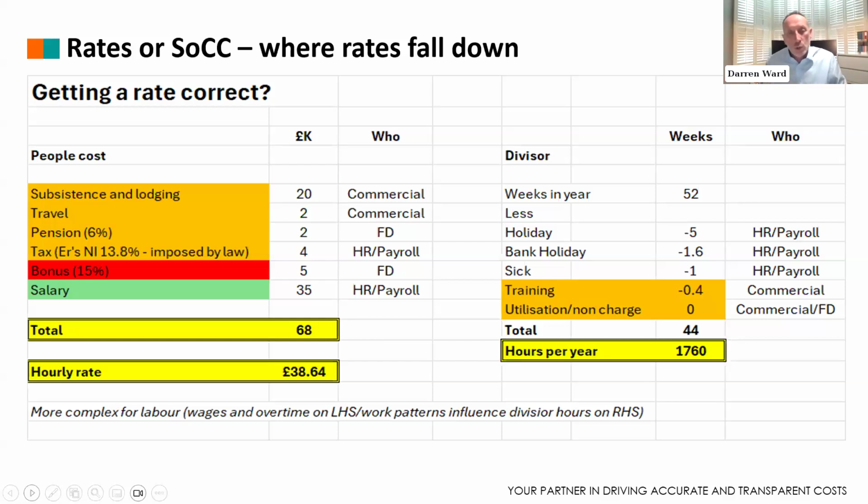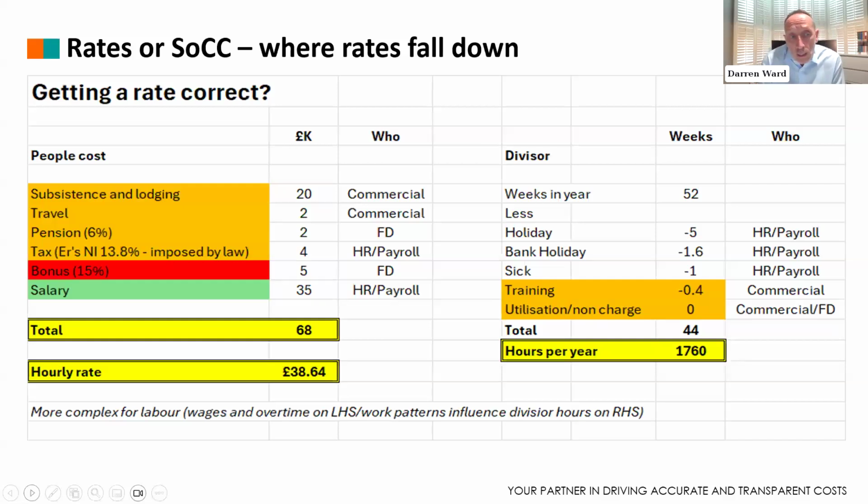That would be typically what you'd put into your contract data as your pre-agreed rate. But of course, it could be wrong. So when we look at the left-hand side of people cost, we've got 6 elements there. Color coding suggests risk. Column 3 identifies who is required to produce the rate card information. As I mentioned, to do a rate card well and accurate, you need commercial, FD, HR, payroll. These people all need to input into the rate.